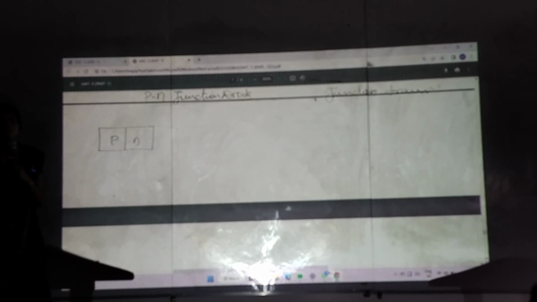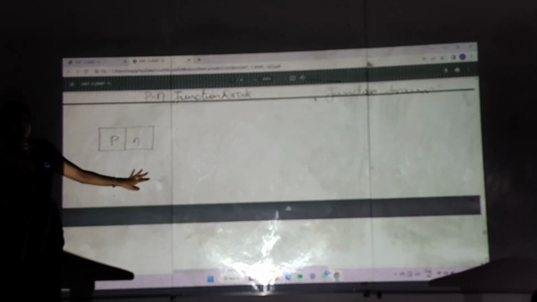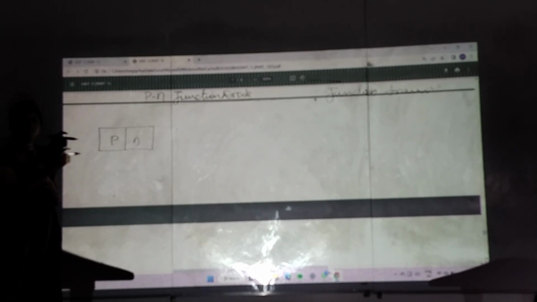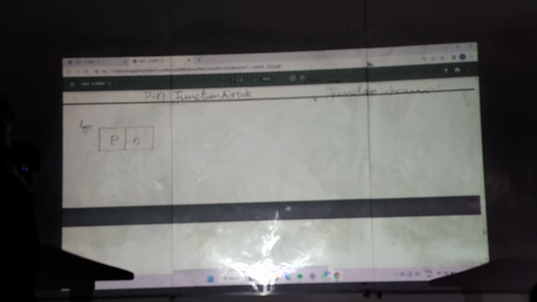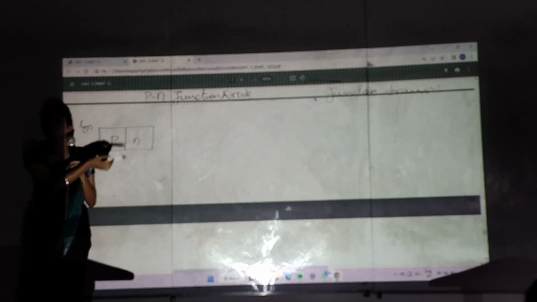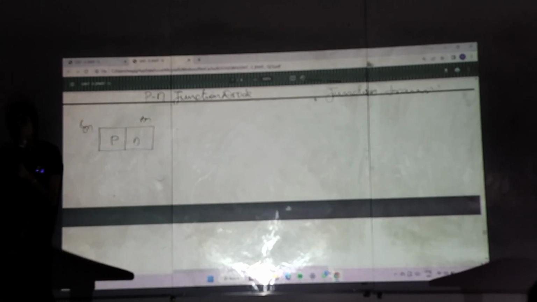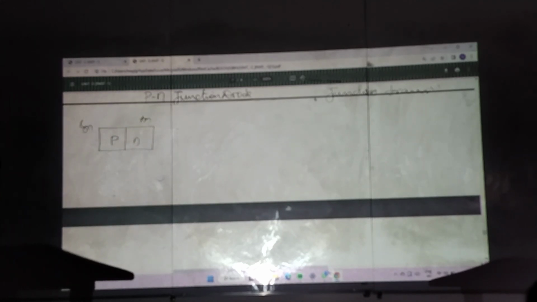Understood? So just imagine I have taken a semiconductor. One end of this semiconductor I have doped with indium, that is a group 3 element. And the other end of the semiconductor I have doped with arsenic, that is a group 5 element.